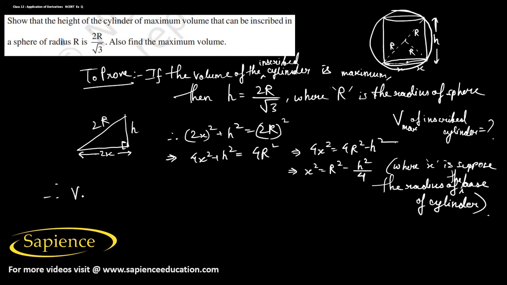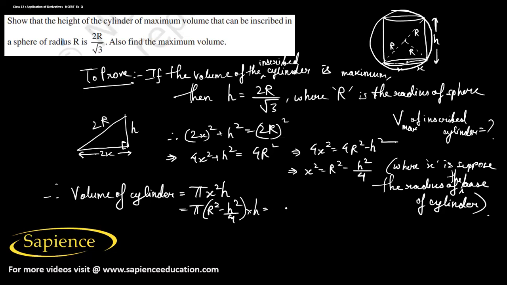So now, the volume of the inscribed cylinder will be equal to pi x square into h. So that will be pi into (r square minus h square by 4) into h, which is pi r square h minus pi h cube by 4. This is the volume of the cylinder, which is a function of h, V of h.